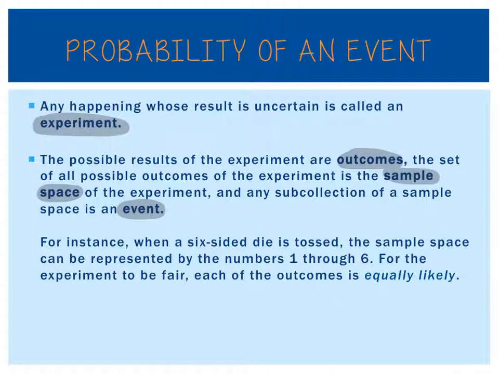For the experiment to be fair, each of the outcomes is equally likely. So we are assuming that there's a 50-50 shot at getting heads or tails. We are assuming there's a 1 in 6 shot of rolling any number on a die. If you're pulling from a deck of cards, 1 in 52. Everything is equally likely in these scenarios, not like a weighted coin or anything like that.